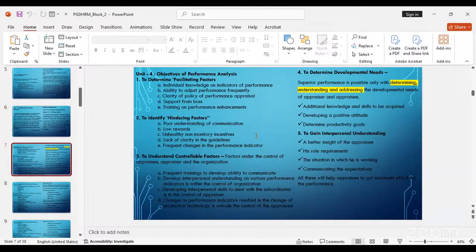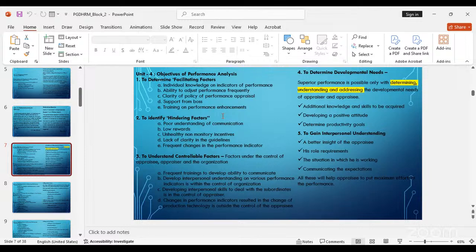The objectives of performance analysis is to determine facilitating factors. What are the facilitating factors? An individual's knowledge of indicators of performance, ability to adjust performance frequency, clarity of policy of performance appraisal, support from superiors or the boss, training on performance enhancement.